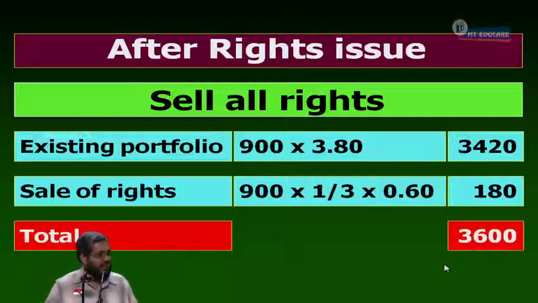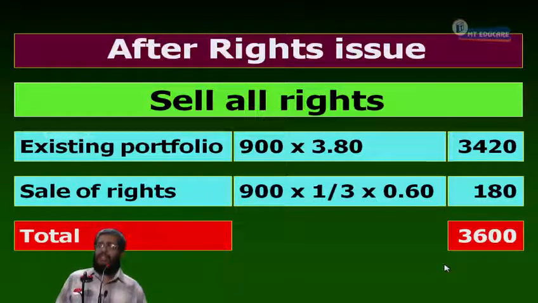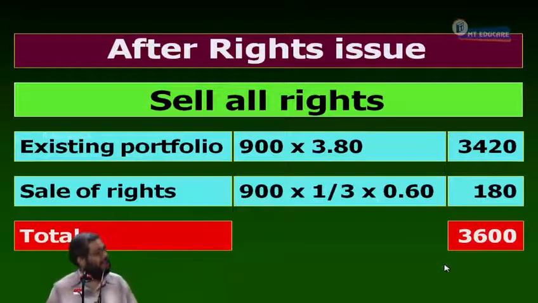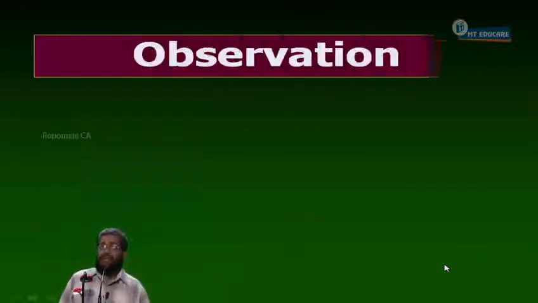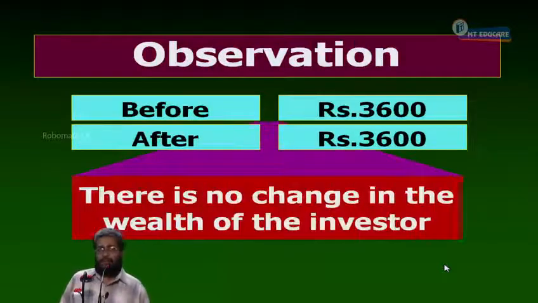Are you following or not? The only thing is, earlier you were enjoying the 3,000 rupees as shares. Now you're enjoying it as shares and then cash, which you got by selling your rights. Everybody accepted or not? Now, situation number 2. Before also same, after also same.